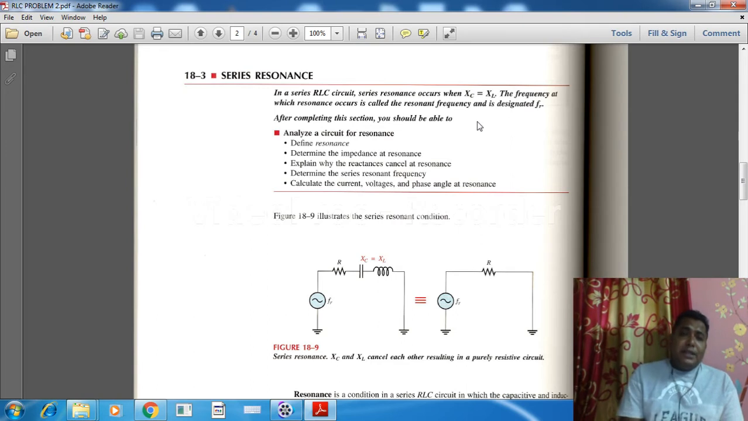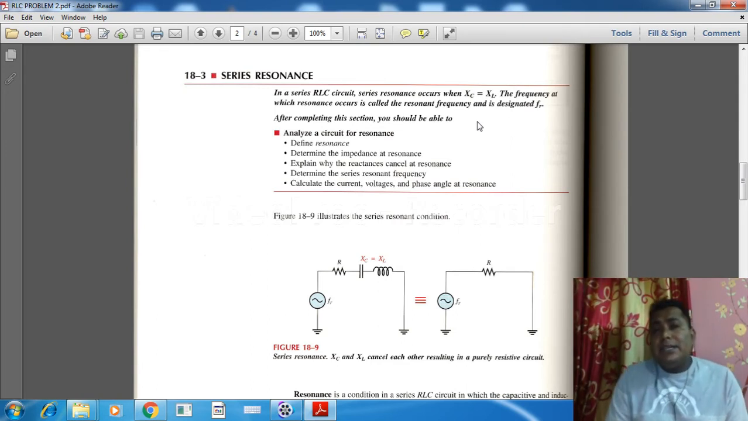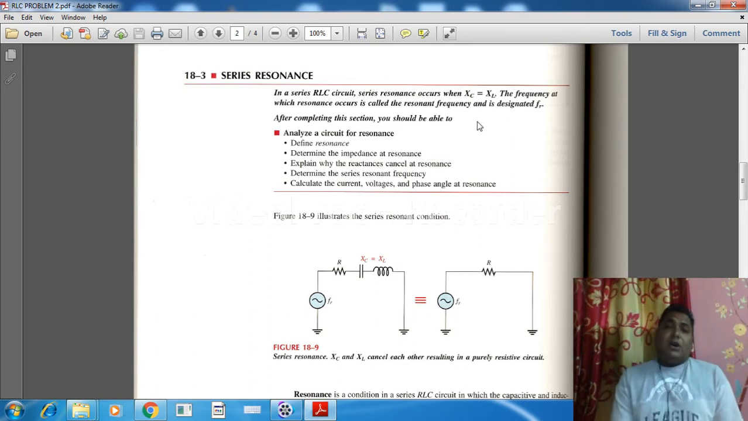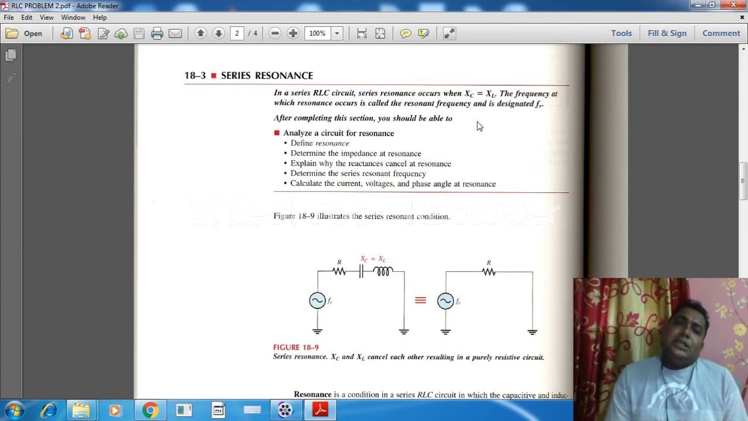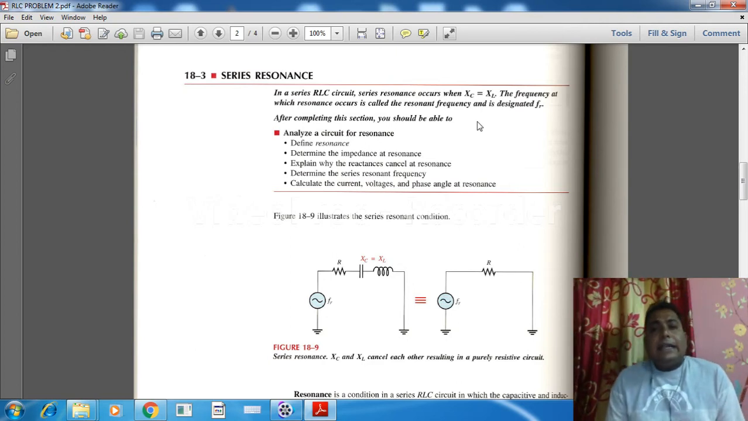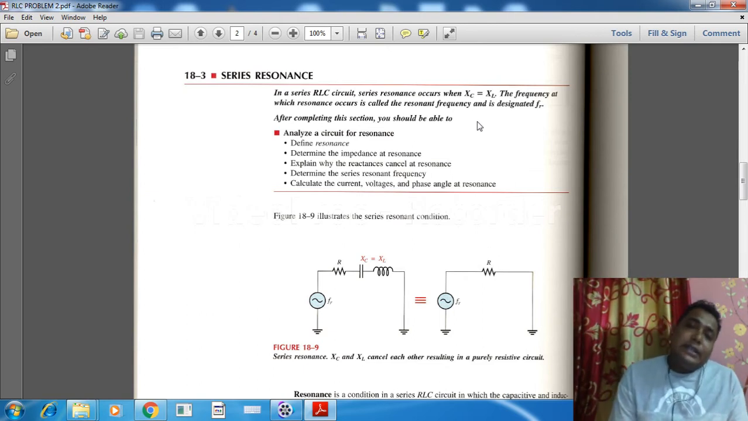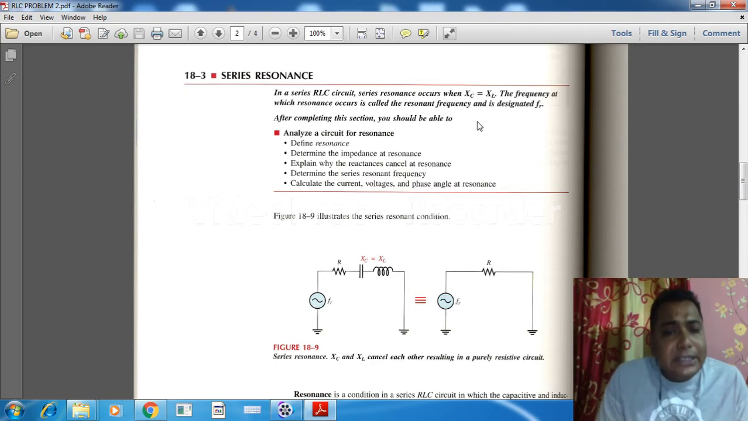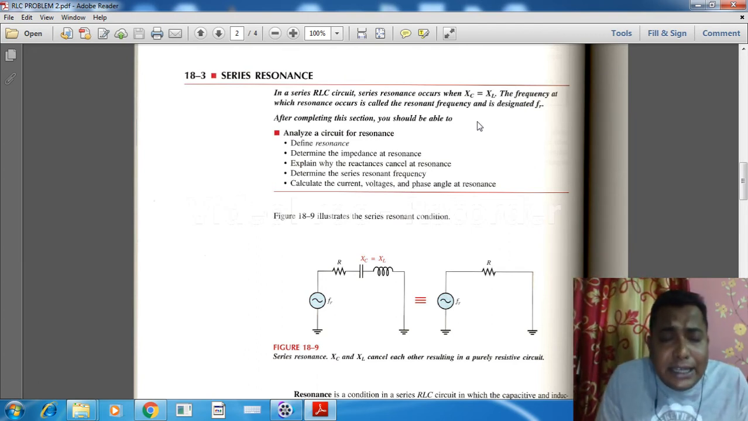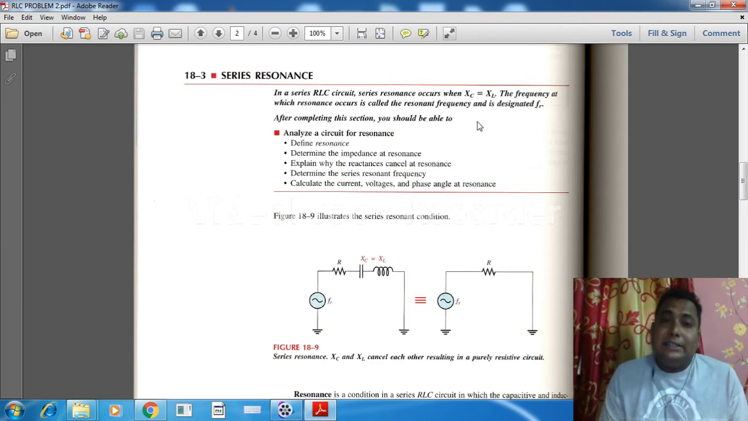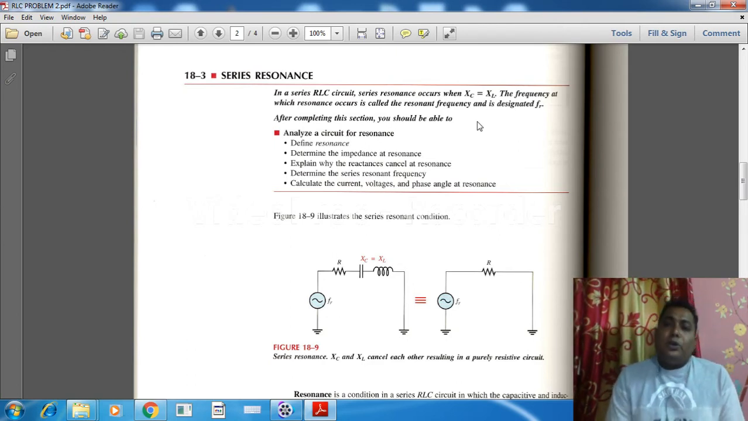So what is remaining? That means when resonance occurs, that is, when the value of XL and XC is equal, at that time the impedance of that particular circuit is equal to the resistance, isn't it? Because at that time, from the equation, XC and XL are cancelling out. So what is remaining in the equation? It is the resistance.